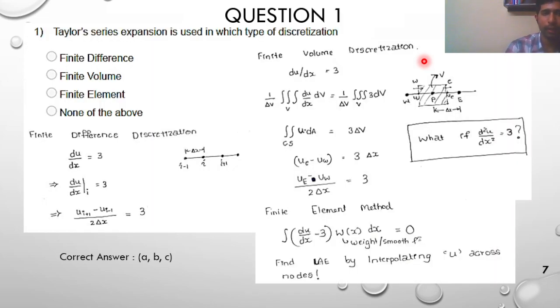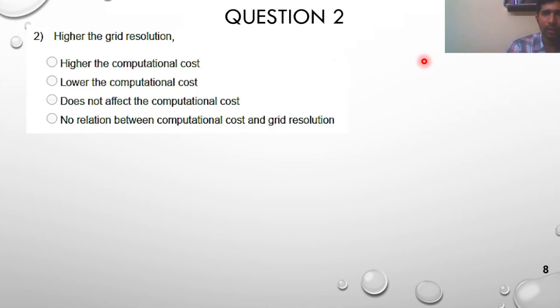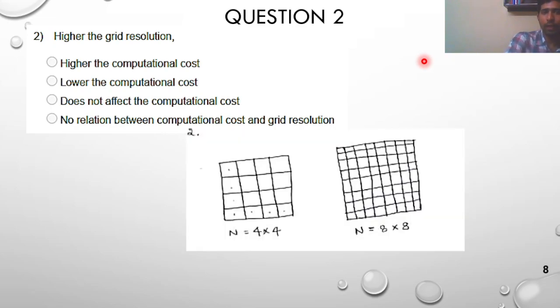So all the answers A, B and C are correct. Now let us go to the second question. It is quite simple. Higher the grid resolution, what will happen? Higher the computational cost, lower the computational cost, or does not affect the computational cost? What should be the answer? Try to link grid resolution with the camera: you have more number of pixels. What will happen if you have a higher number of pixels? Many of you have already pointed it out. The computational cost will definitely increase.